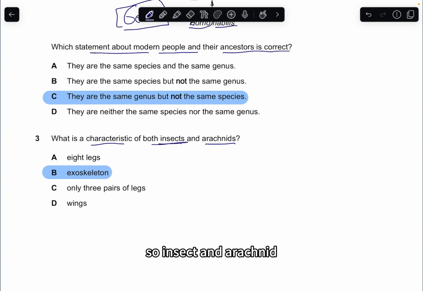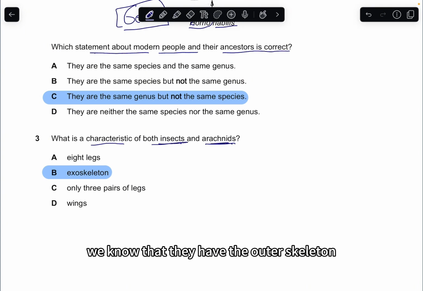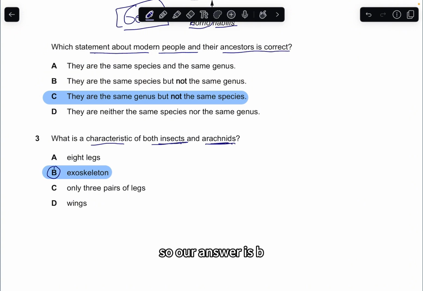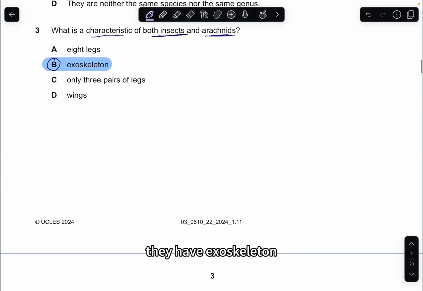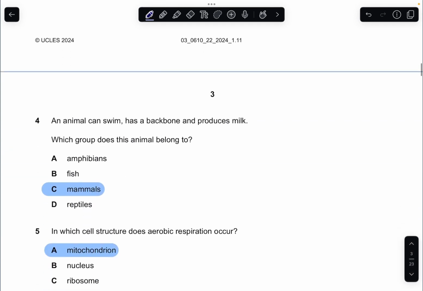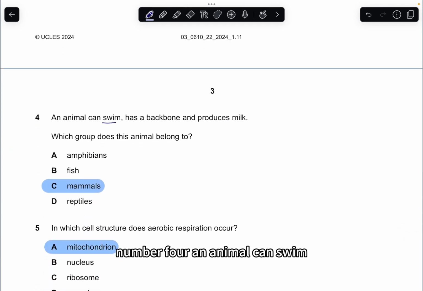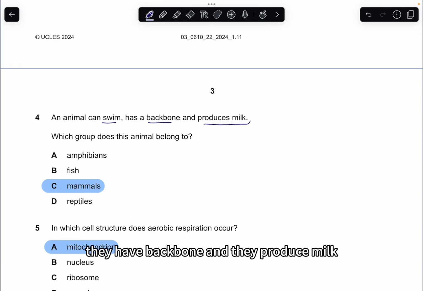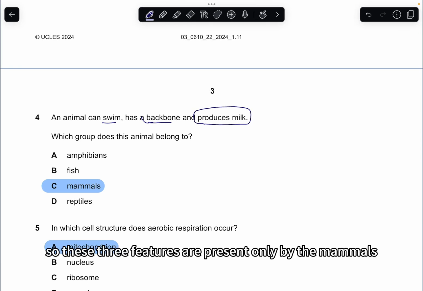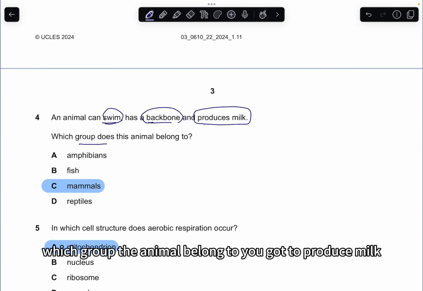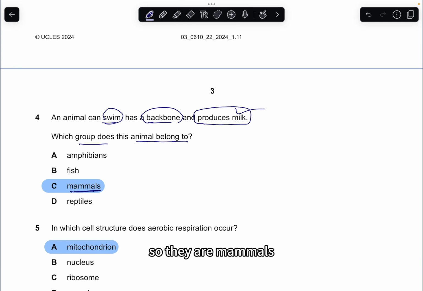Question 3, what is the characteristic of both insects and arachnids? Insects and arachnids, we know that they have an outer skeleton that can help them survive in hot conditions to prevent loss of water. So our answer is B. They have an exoskeleton. Question number 4, an animal can swim, has a backbone and produces milk. These three features are present only in mammals. They ask which group the animal belongs to, and because it produces milk, it is a mammal.